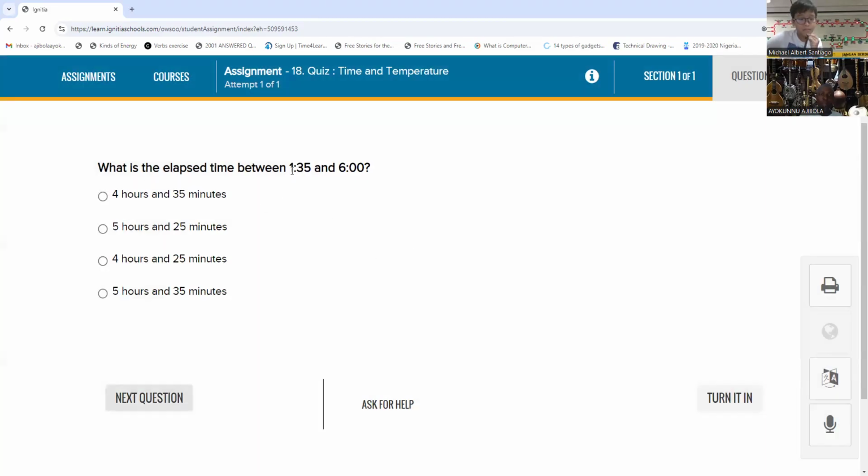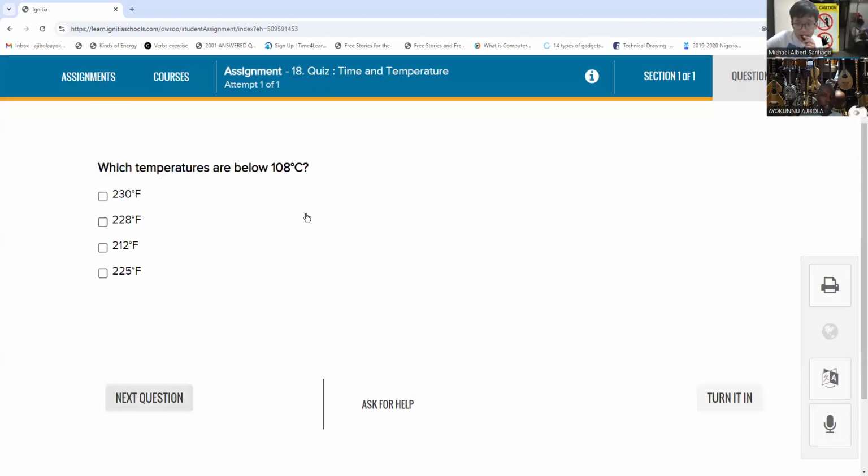What is the time elapsed between 1:35 and 6 o'clock? So 2:35, 3:35, 4:35, 5:35. That's another 4 hours. Then remain 25 minutes. So is that clear? Yes. Good. So the next one, which temperatures are below 108 degrees C?